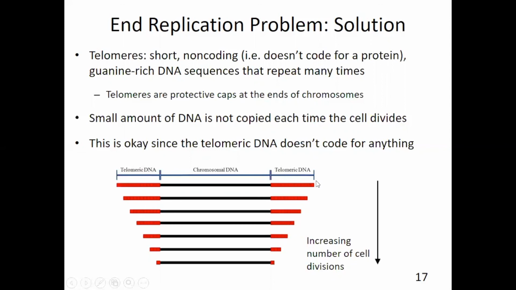These red portions are telomeres. Telomeres are short, non-coding sequences of DNA. By non-coding, we mean it's not a gene, it doesn't code for any gene product, any protein. It's more or less gibberish. So this serves as a protection because if we lose a little bit of this telomeric DNA, it doesn't matter. We're not losing genes.